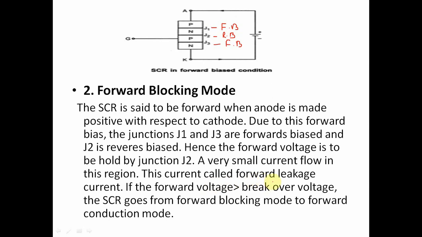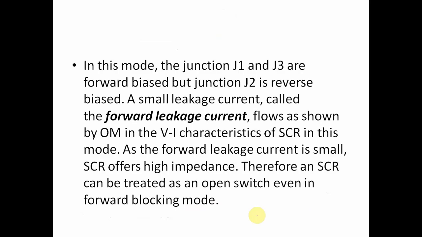A very small current flows through this region, and this current is called the forward leakage current, flowing through this VI characteristic. If the forward voltage is greater than the breakdown voltage, the SCR goes from forward blocking mode to forward conduction mode. See here, in this mode, junctions J1 and J3 are forward bias, but junction J2 is reverse bias.